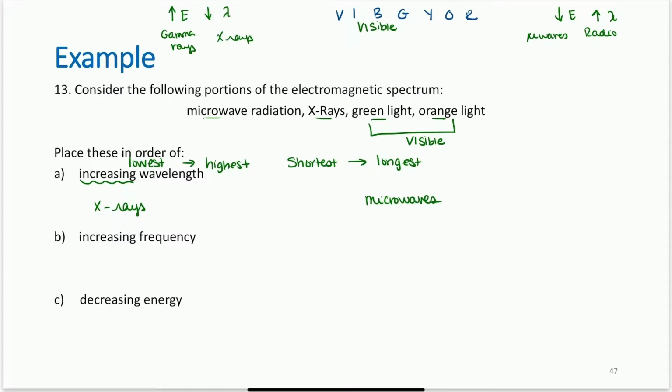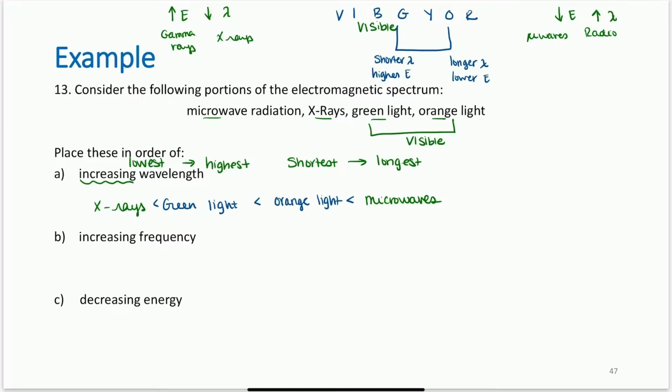What this means is if I'm looking at orange light and green light, orange light actually has a longer wavelength and lower energy. Green light, on the other hand, has a shorter wavelength and higher energy. So this will be green light, orange light, and microwaves.